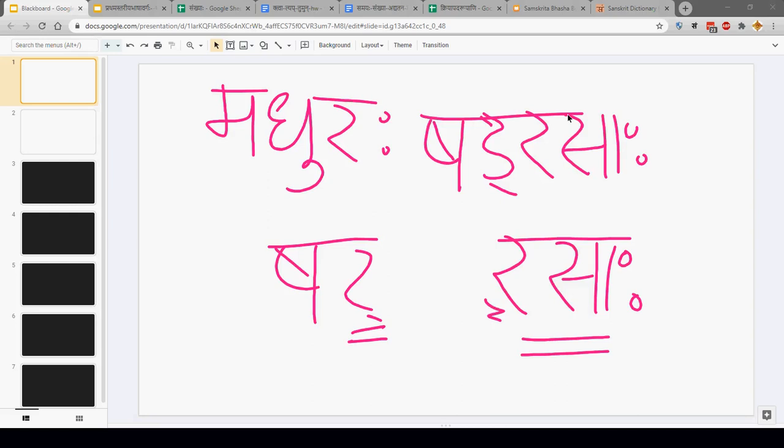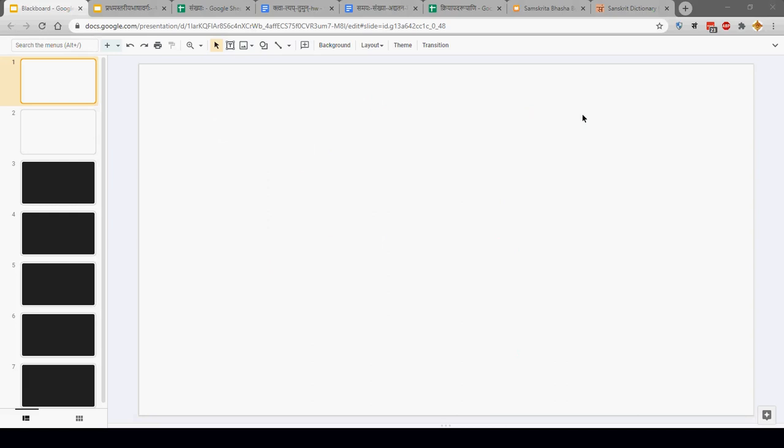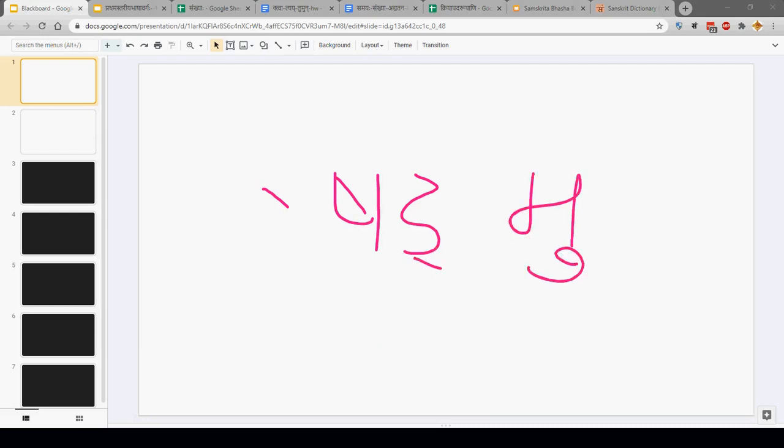Shad Rasaha. Also, there is a god in our Puranas who has 6 heads. So we call him Shad Mukha. So it becomes Shad Mukha, not Shat Mukha. The ta changes to da because there is a ma here. Shad Mukha.